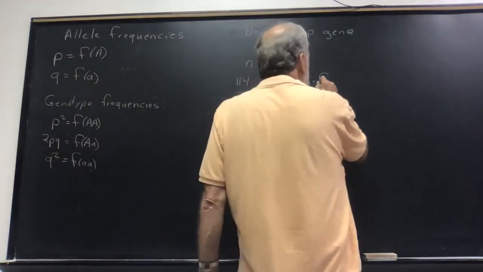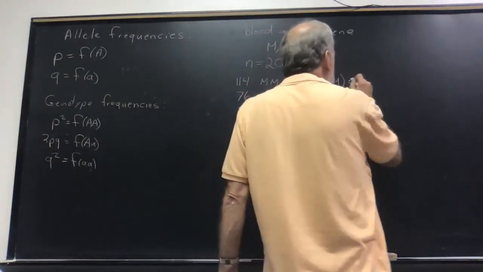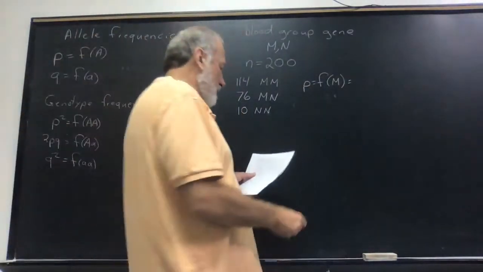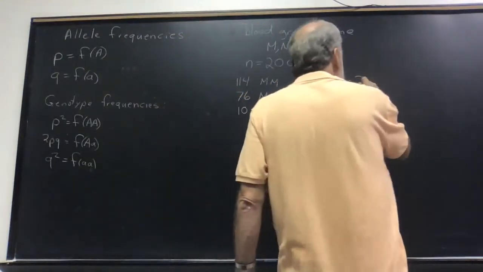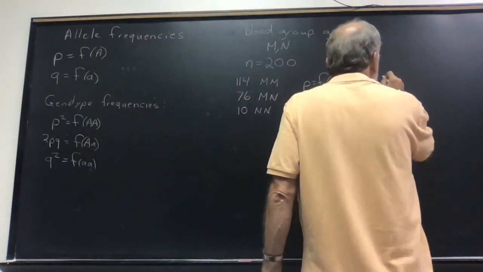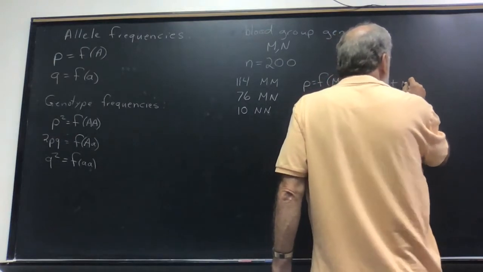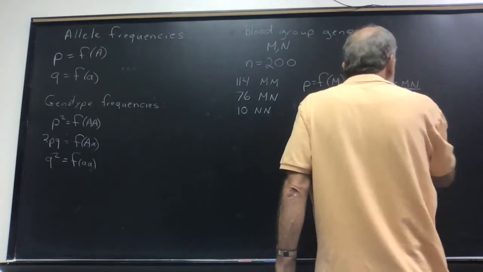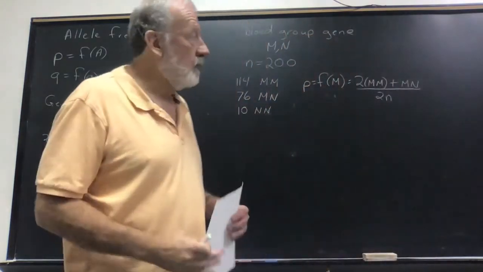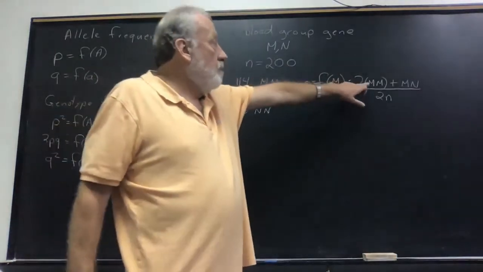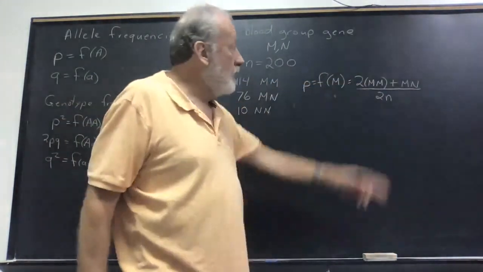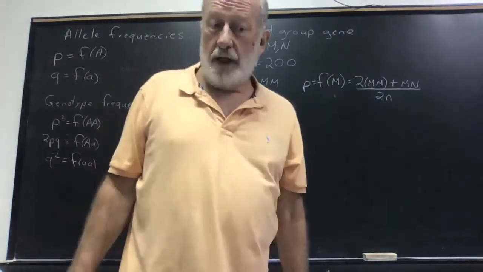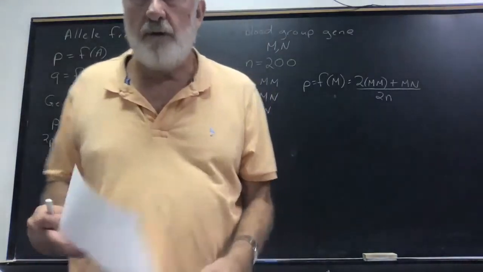And so P would be the frequency of the M allele. And that is given by twice the number of MM homozygotes plus the number of heterozygotes over twice the population size. So we use a 2 there because everybody who's type M blood has 2 M alleles, and then also we use a 2 down there because everybody is a diploid, and again, we're calculating allele frequencies here.